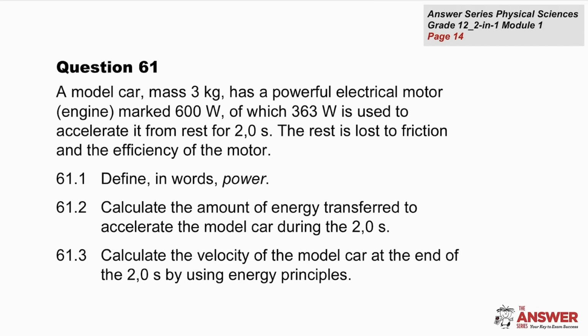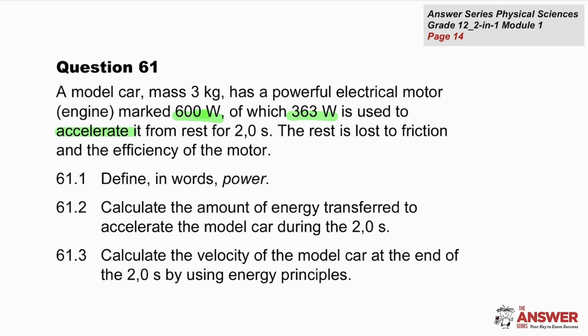In question 61, language is important. A model car, mass 3 kilograms, has a powerful electric motor, marked 600 watts. What that means is that the engine can do 600 joules per second of work, of which 363 watts is used to accelerate it from rest for 2 seconds. What that means is that only 363 joules per second are converted into kinetic energy as the car accelerates. This 363 watts is the rate of net work done.